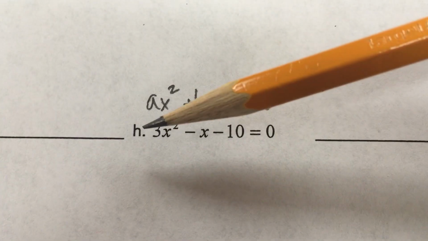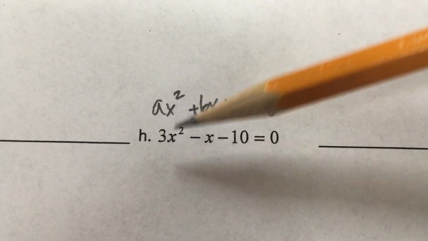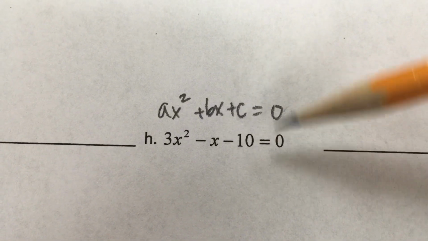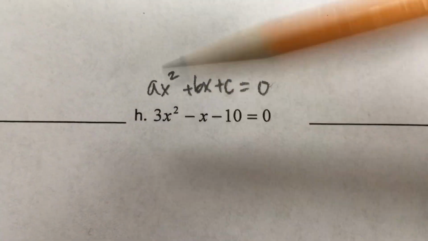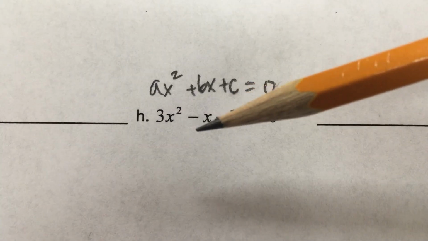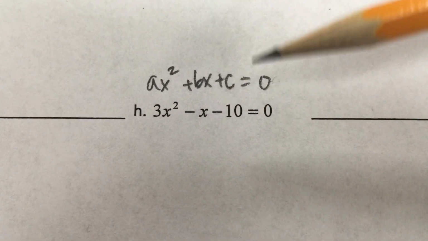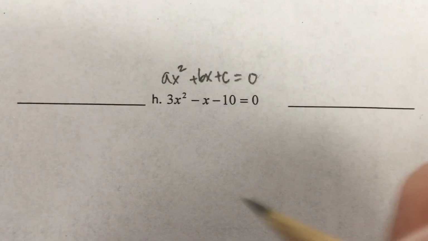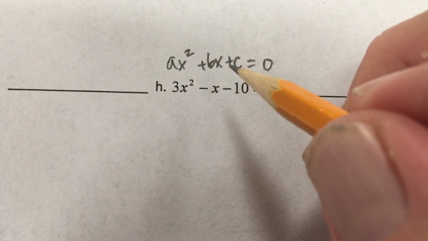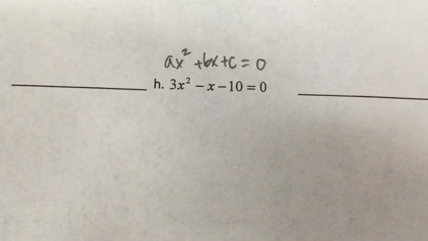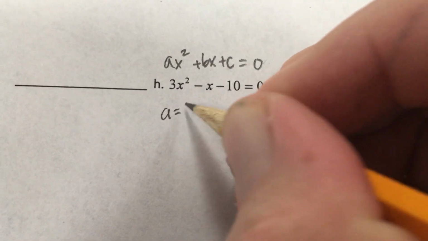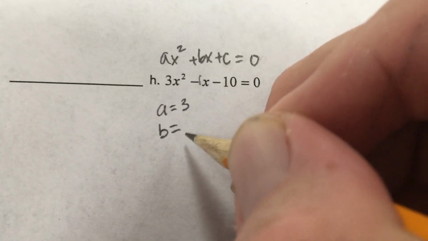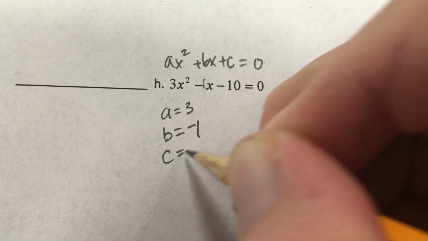If we look at this problem here, we see that we are already in the correct form. We have the x squared, then the x value, then a number by itself, and it's equal to 0. So from here, we can factor out this quadratic and find our solutions. So the first thing we want to do is to identify our a, b, and c numbers. So our a number is 3 here. Our b number is -1 because there's an invisible 1 in front of the x. And our c number is -10.